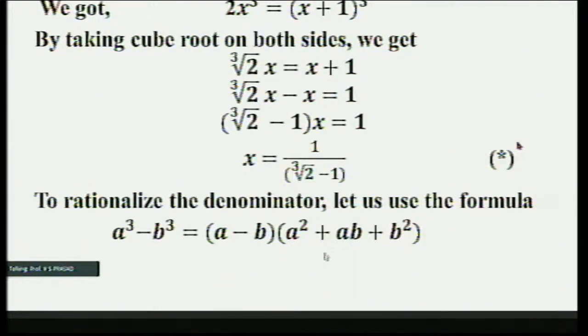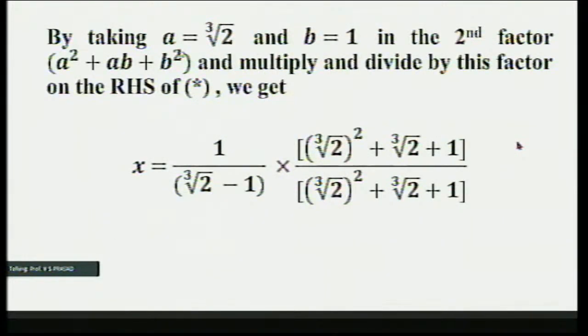This formula, I think in class 6 or 7, our students already learned. Now I am going to apply this formula. I have a minus b, taking a equal to cube root of 2 and b equal to 1. So my a minus b term is already there. Now I want to clear it, and it can be written as a cube minus b cube, where the second factor is a square plus ab plus b square.